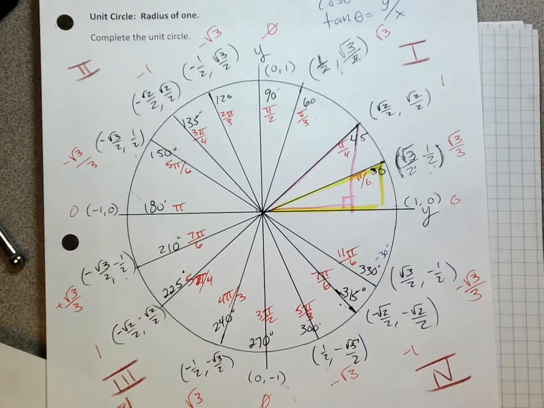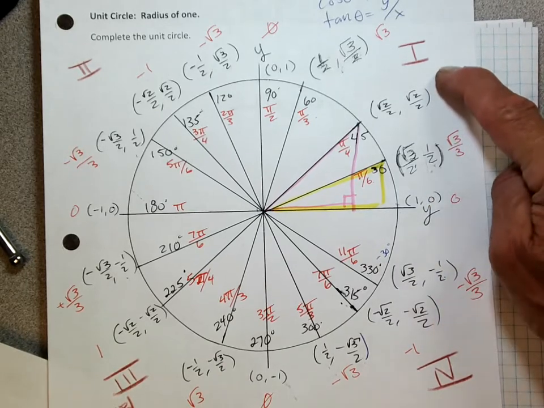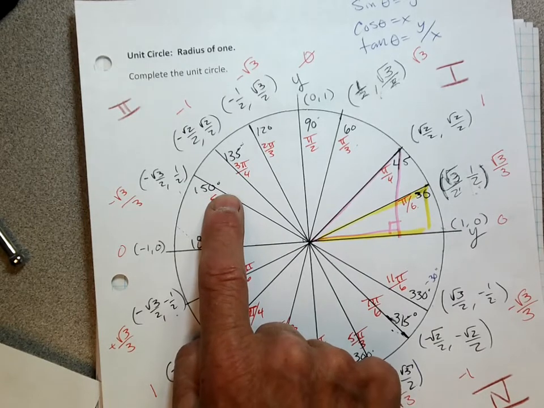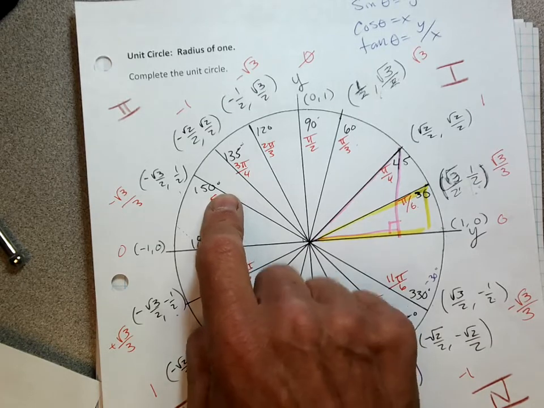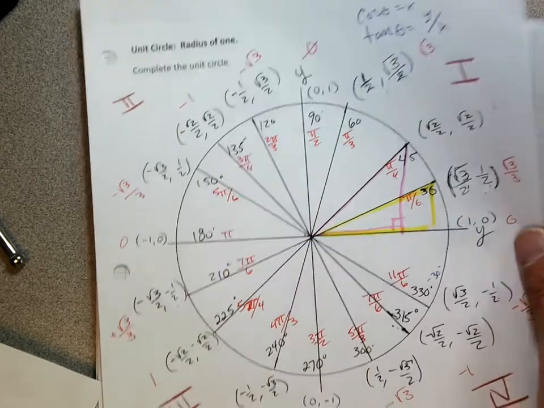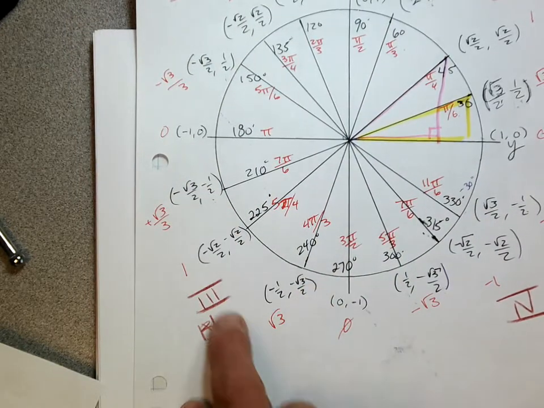What we know is this: everything's positive in quadrant 1, right? Everything is positive in quadrant 1. In quadrant 2, the x's are negative, so the y values are positive. So sine is positive. All the sine values are positive in quadrant 2, aren't they? Okay. Quadrant 3, x and y's are negative, but the tangents are positive.